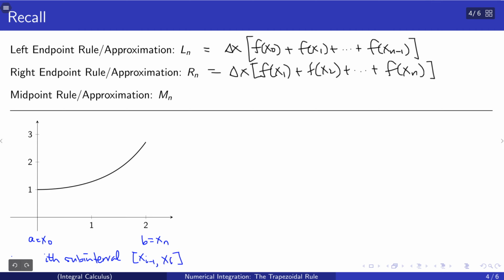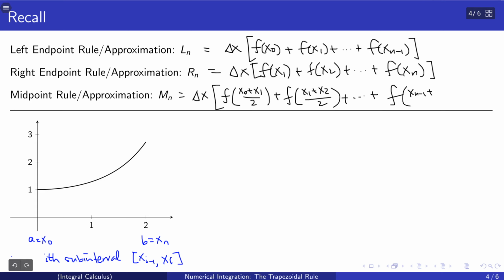And so, yeah, midpoint as well. That's going to be delta x times, we'll take the midpoint, so that's x0 plus x1 over 2, x1 plus x2 over 2, and so on, because the midpoint here is just going to be x i minus 1 plus x i divided by 2.